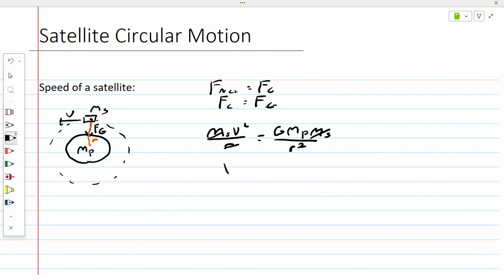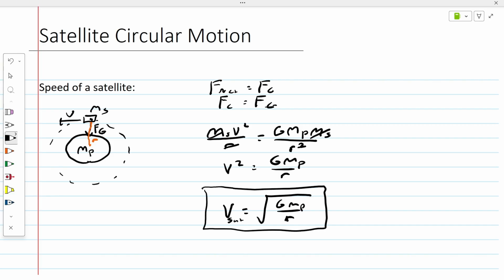So then we get v squared is equal to G M of the planet over r, and we can take the square root of both sides and get the velocity equals the square root of G M_p over r, and this will be of the satellite. So this will be a common equation that you'll probably want to use. You may want to memorize it, but I would recommend understanding how it's derived. So if you do forget it, you can always set up a little mini problem for yourself and solve for it. So let's do an example using this equation that we just found.